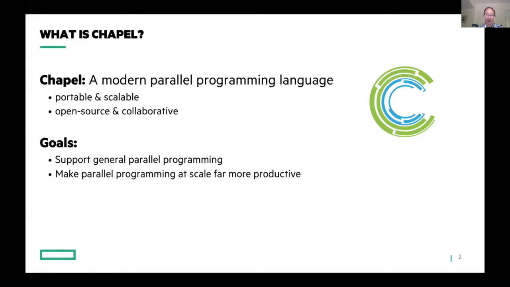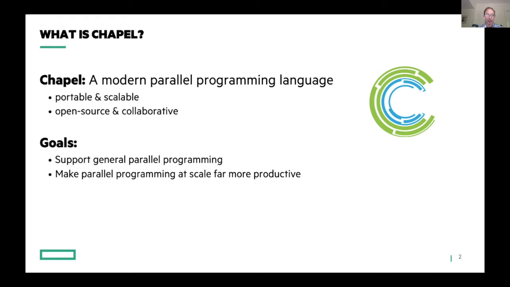If you got here and you somehow don't know anything about Chapel, Chapel is a modern parallel programming language. It's portable and scalable, so we can run it from laptops up to supercomputers. It's open source and collaborative, so it's developed at GitHub and has contributions from community members, like any good open source project. And the goals are to support general parallel programming, which you can think of as if you have some parallel algorithm in mind and some parallel hardware you'd like to run it on, you ought to be able to do that in Chapel.